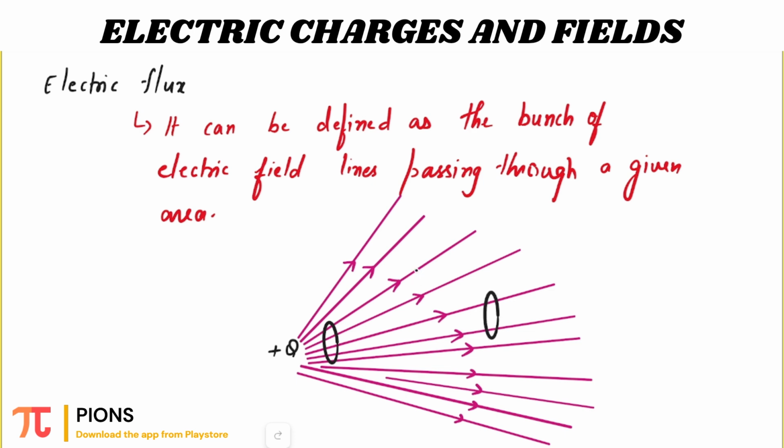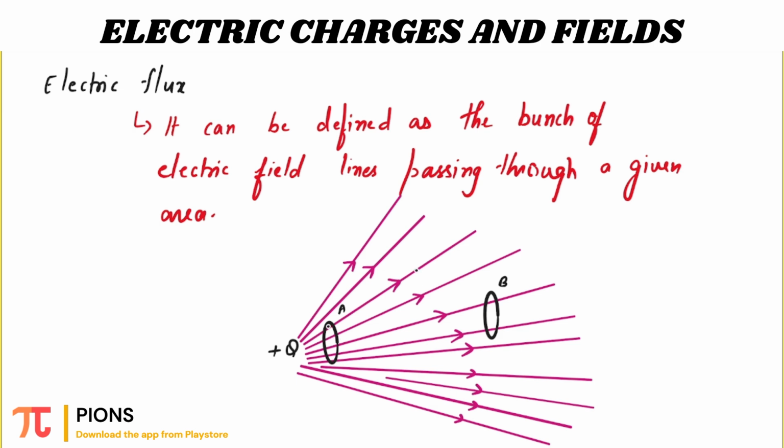So if you look at area A and area B, let's count the field lines passing through A. 1, 2, 3, 4, 5. 5 field lines are passing through A. The number of field lines passing through B, though both are equal in area, is only 2. So the field lines passing through a given area will determine the intensity of the field. That will decide how strong the electric field will be, right? So this bunch of field lines passing through a given area will be defined as flux.